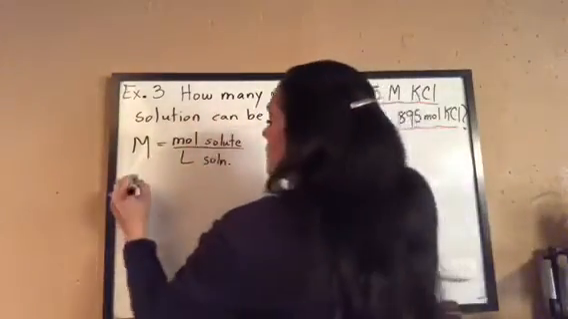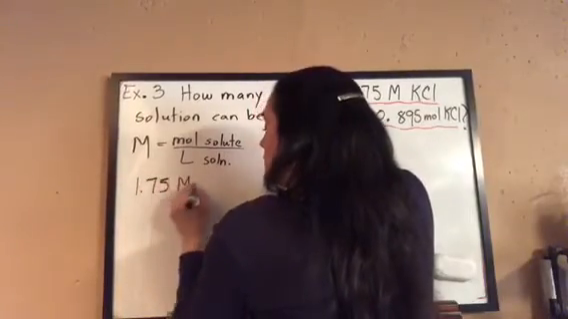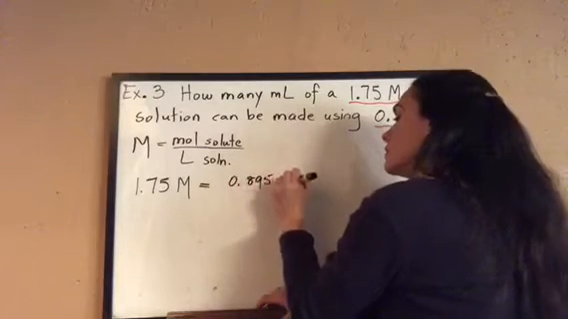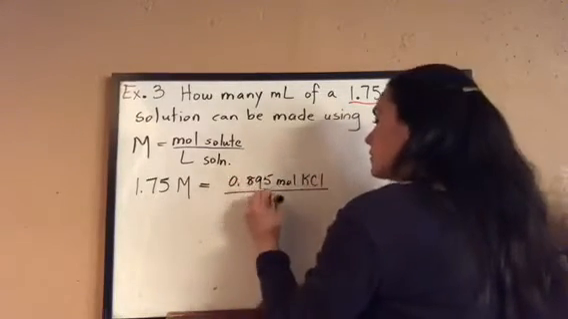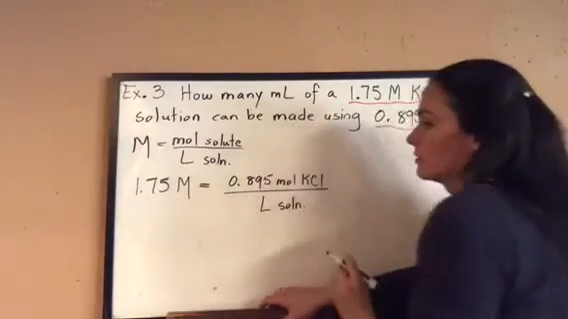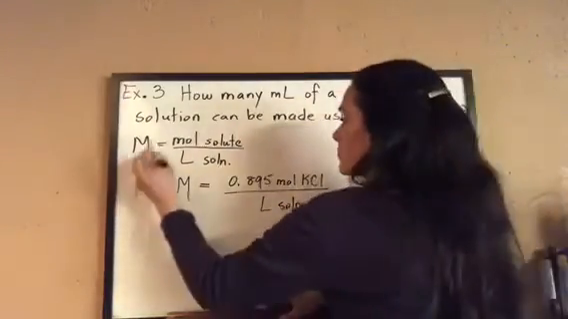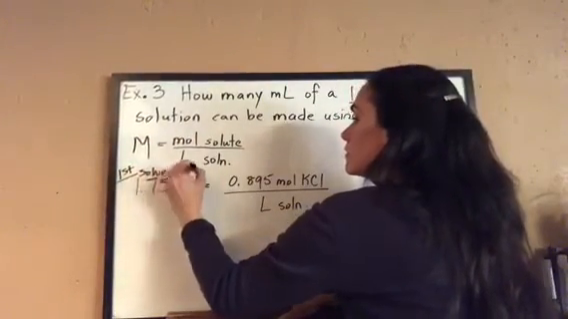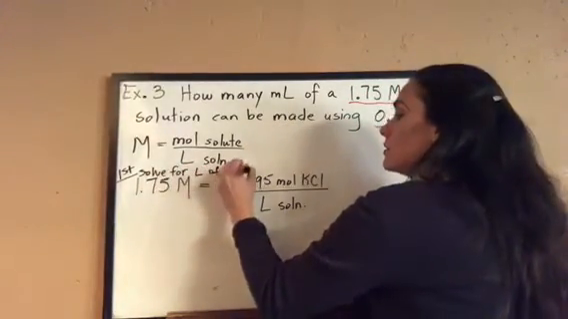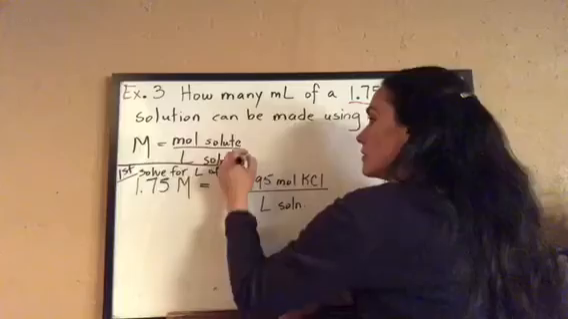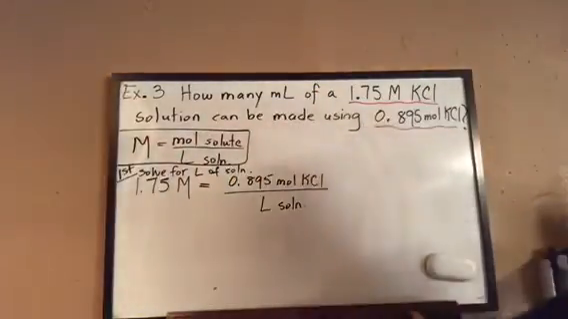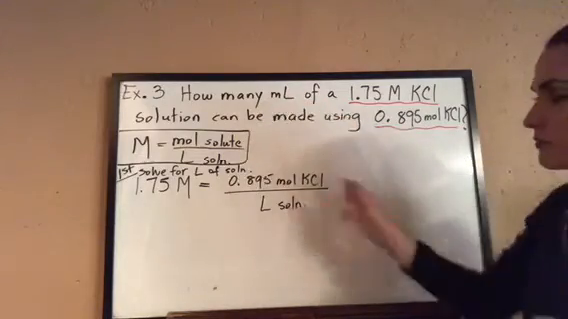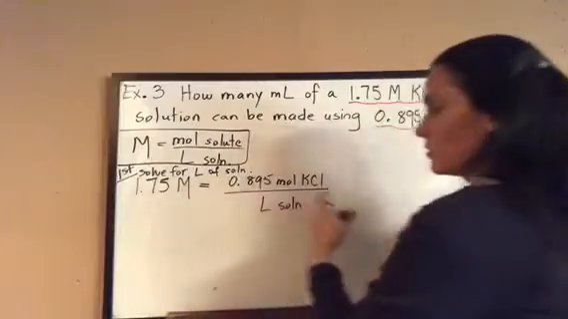Okay, so we have 1.75 molar. The moles of solute we have, but we don't have the amount of solution. Okay, so our first step would be right here, solve for liters of solution. That's our first step that we're going to do. Essentially, in conclusion, we want it in milliliters, but first we will find it in liters. Okay, so you have to do the math.